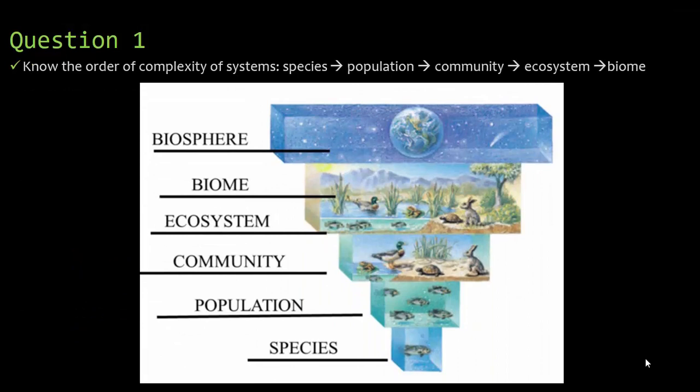Species are the smallest, and species make up a population. Populations make up communities. Communities make up an ecosystem. An ecosystem makes up the biome. So we can see as we go through each of these, we're adding more and more. They're becoming more complex. So you need to know that. There's nothing to answer here. You just need to study it and make sure you know it.